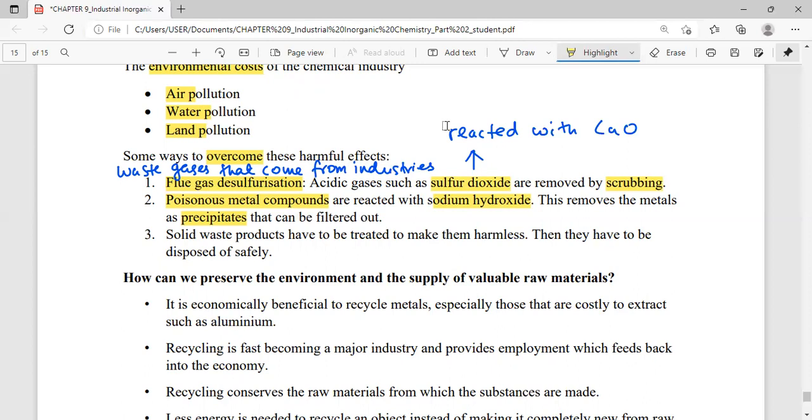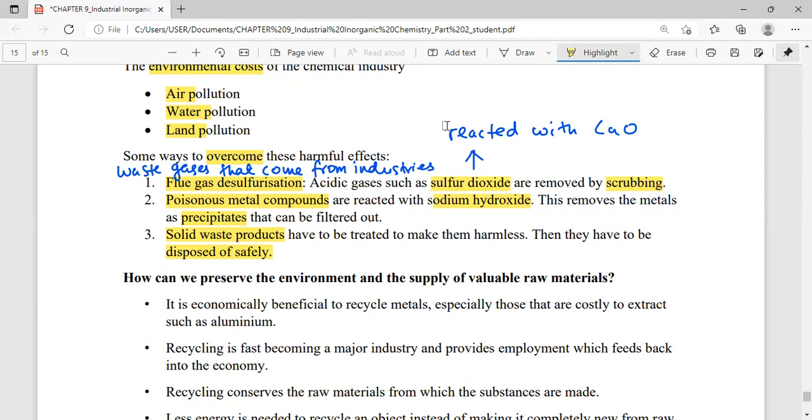Okay, some poisonous metal compounds, like metal ions such as mercury. Any metal compound, too much of it, is going to affect our health, though we need trace amounts of metals in our body. Now, solid waste products have to be disposed of safely. Industries certainly produce solid waste, and this solid waste cannot be just dumped anywhere and allowed to decay on its own. It has to be disposed of safely.